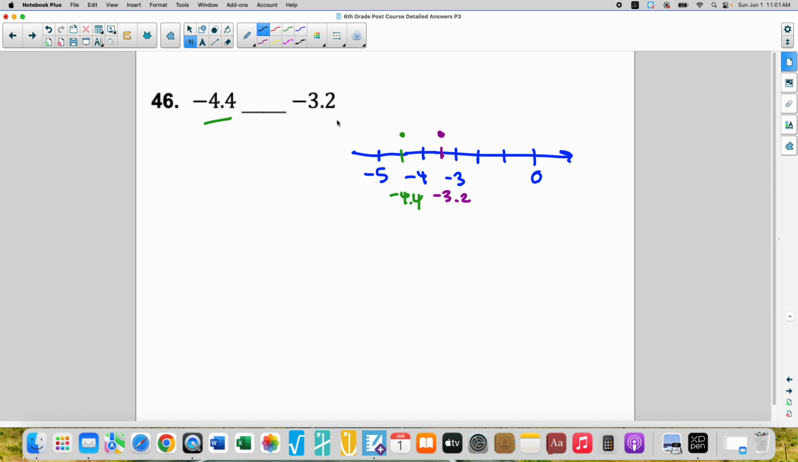So which one's bigger? Well, this one's to the right, so it's going to eat that one. So we're going to use a less than sign because -4.4 is less than -3.2.